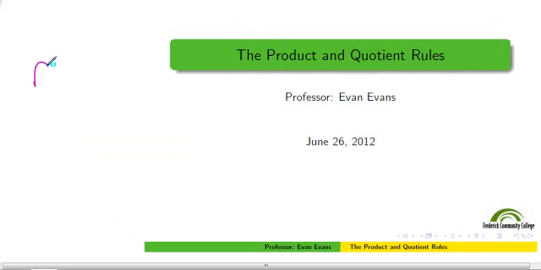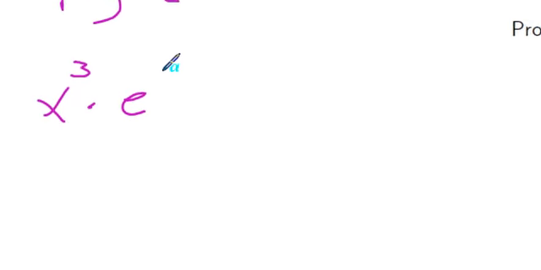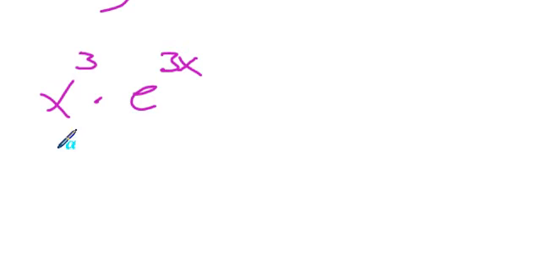That means when we have a function times another function. That simply means we can have something like x cubed times e to the 3x as an example of a function times a function. That's written as x cubed e to the 3x. So here we have two different functions.